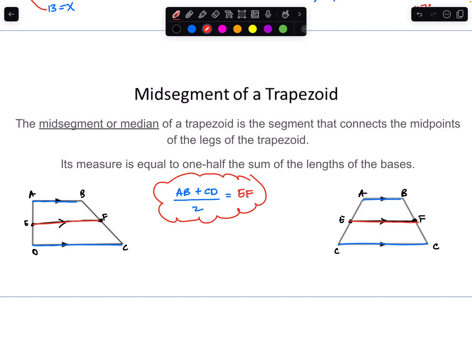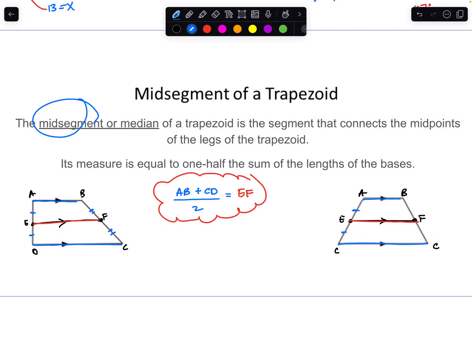And again, as you can tell by the name mid-segment, it's called a mid-segment because it's in the middle, which means this length matches this length, and this distance matches this distance. And that goes the same here. So let's try a couple of examples.